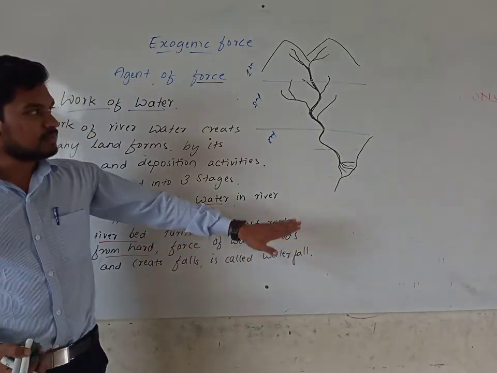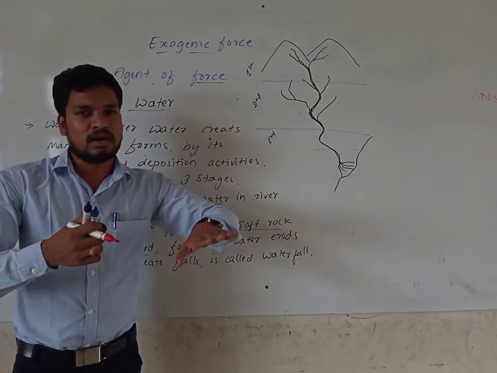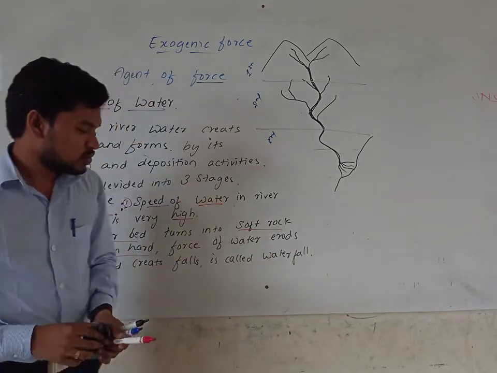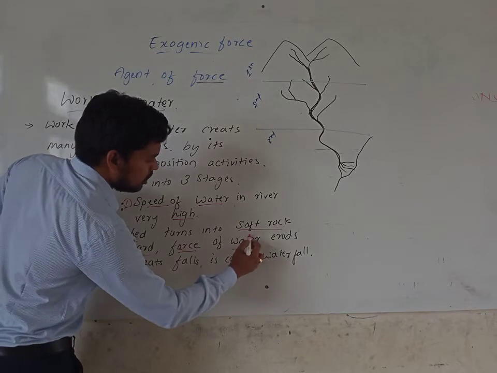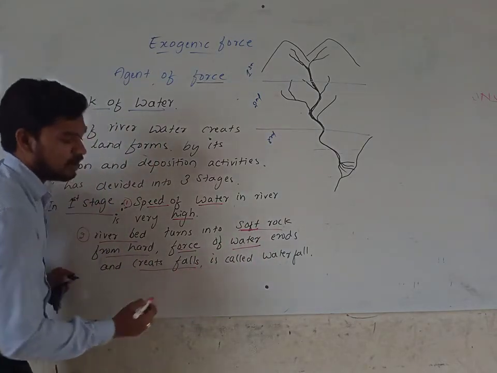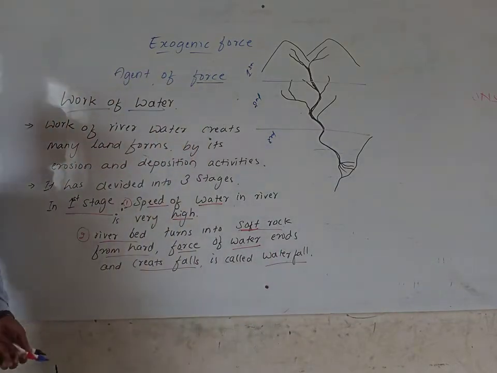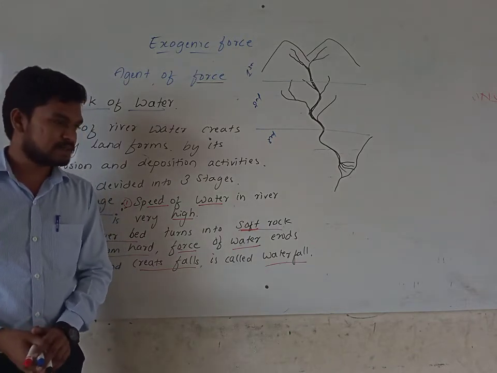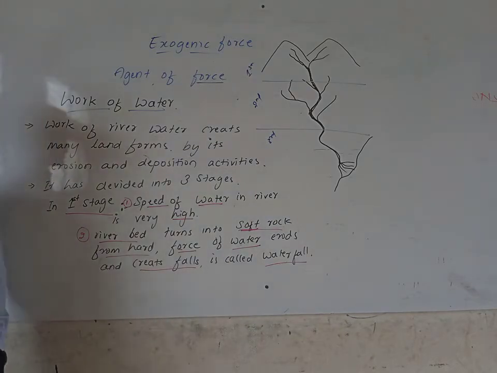So here when the river water flows on both the hard rock and soft rock, the soft rock will be eroded. Because of the movement or the force of water, the soft rock will be eroded. So by eroding, it creates the falls. It's called a waterfall. Which is the highest waterfall in India? Jog Falls, is it not?